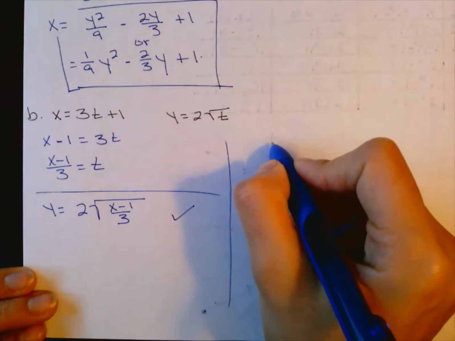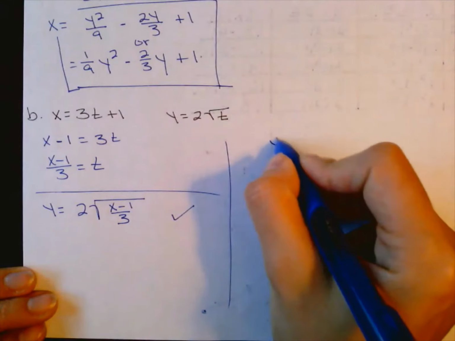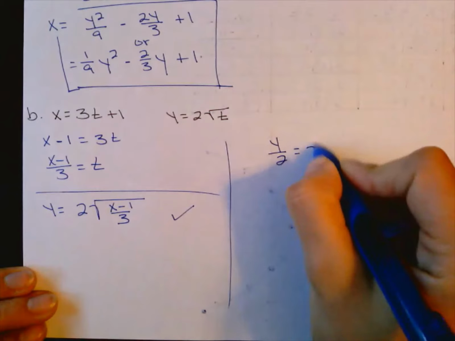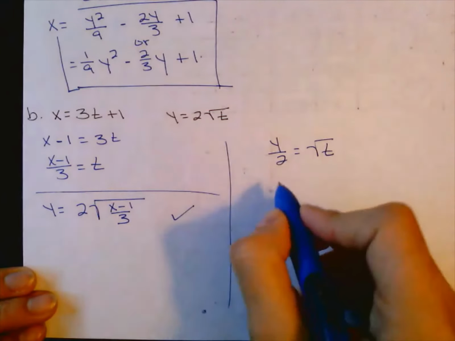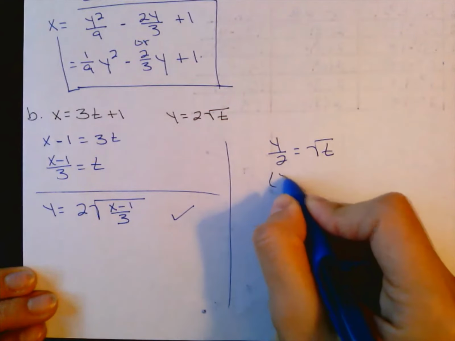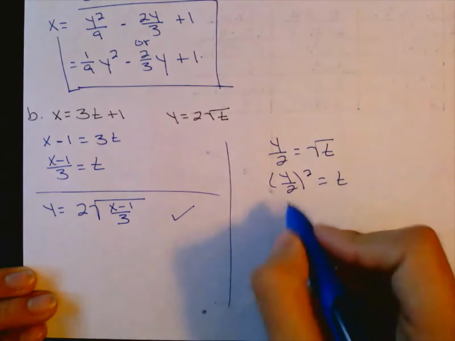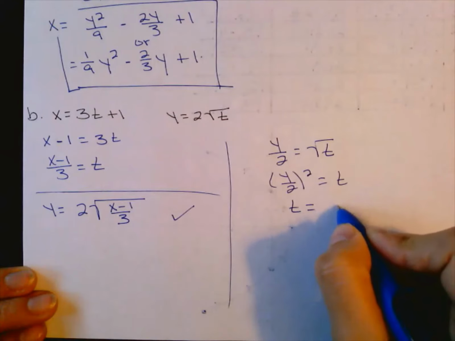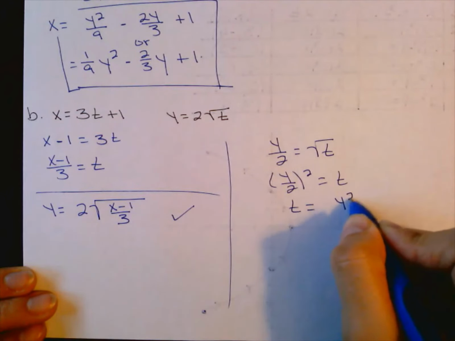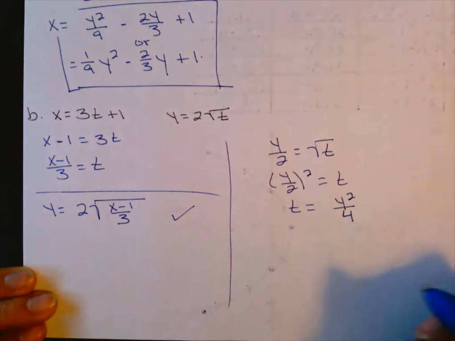Okay? So here I would need to divide the 2 and then square both sides. Okay? Know that if I square both sides, this entire thing needs to get squared. So t would be y squared over 4.